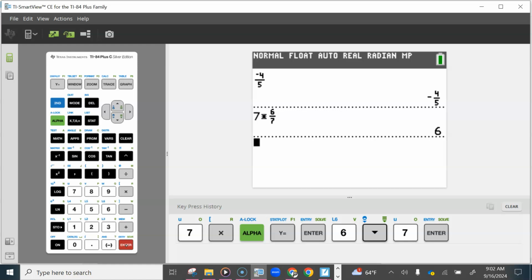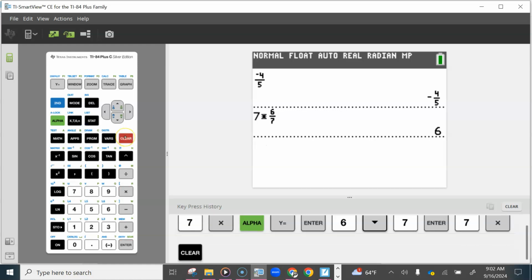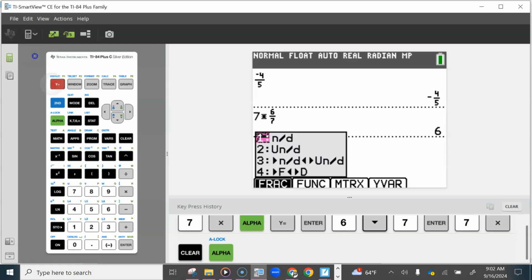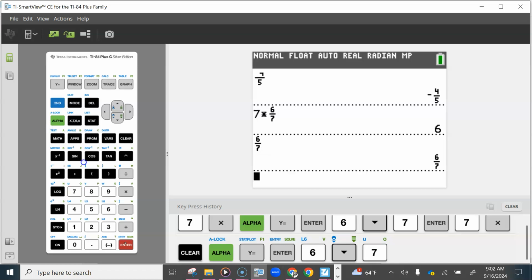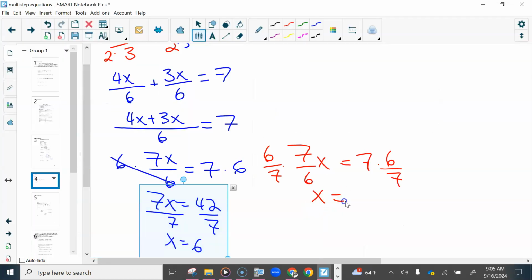Anyone need me to do that again? Okay. I'll just do the fraction part. So alpha y equals, hit 1 or hit enter to get your fraction. In your numerator, put the number and then hit down to get your other number. If you just put in a fraction, it will tell you if it's simplified or not. Did anyone still not get that and need me to show them?